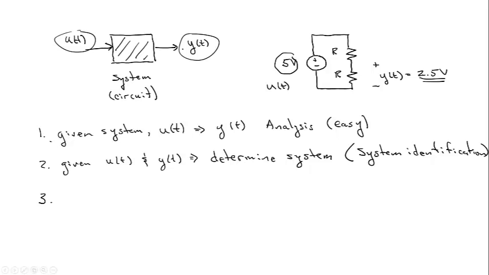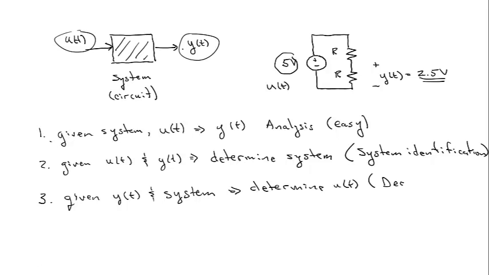The other thing that you can do with this is, say you're given the output, Y of t, and you know what the system is, and you want to determine the input. This is called deconvolution. This is the hardest.